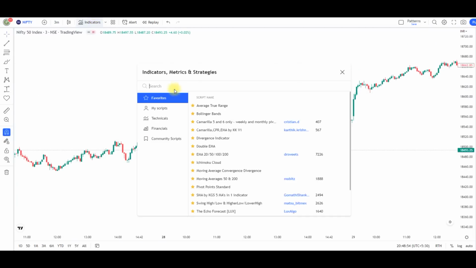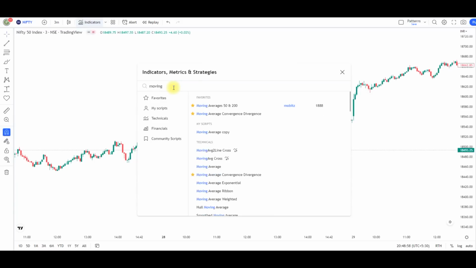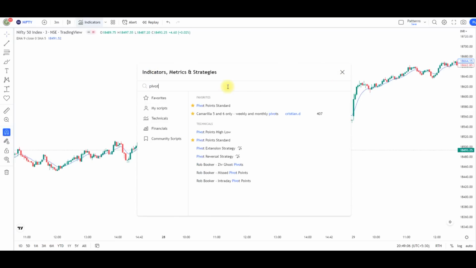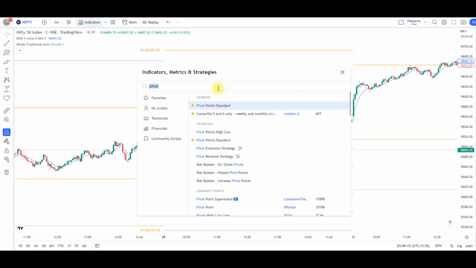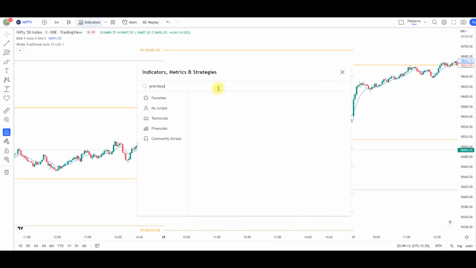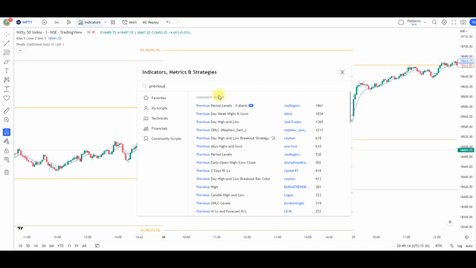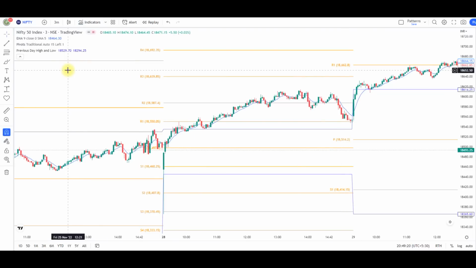Go to indicators. The first indicator we need is moving average exponential. Here we have the moving average exponential. And the second indicator is pivot point standard. This is the pivot point standard. The third one is previous day high and low. So the previous day high and low by Josh Trades, we have to select this. So we need these three indicators.